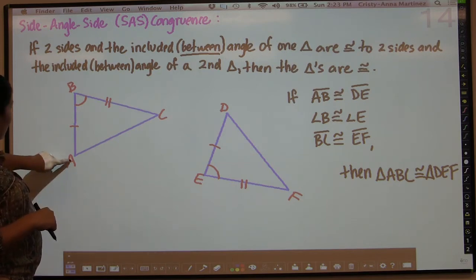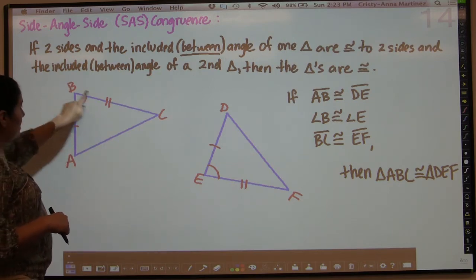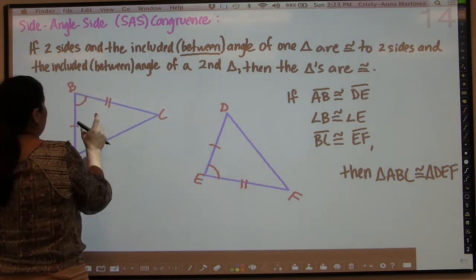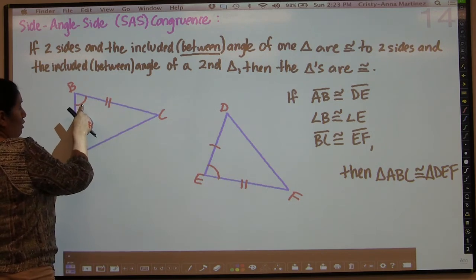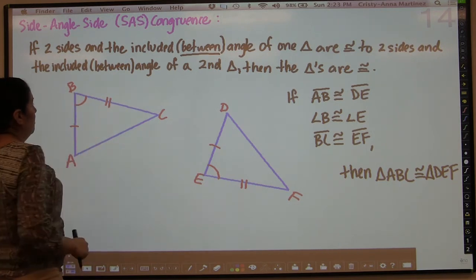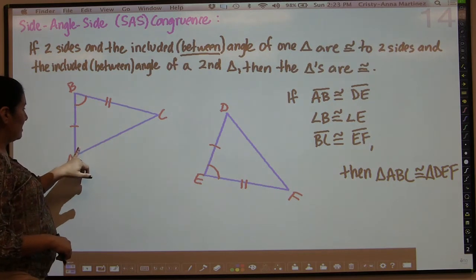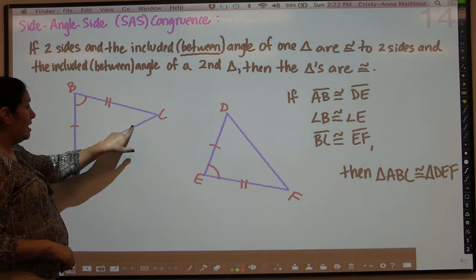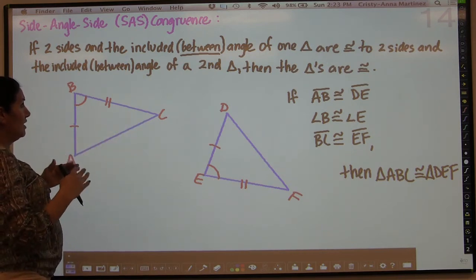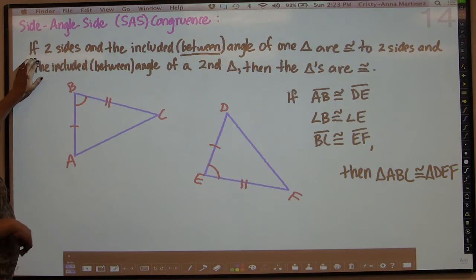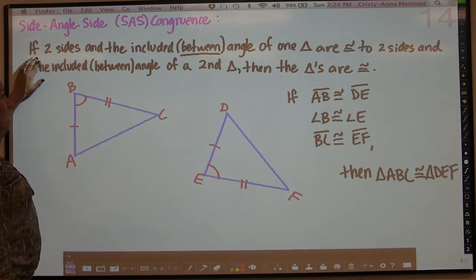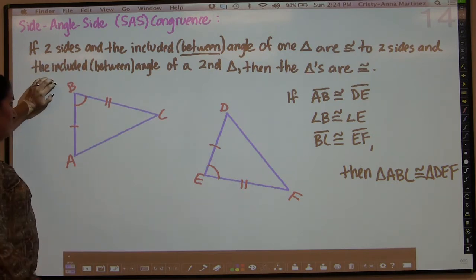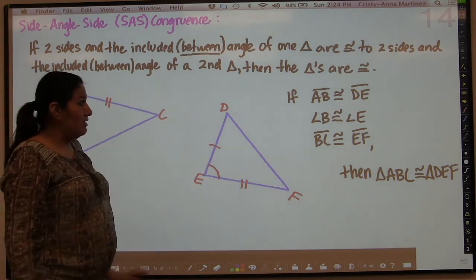So for example, we have AB marked congruent, and we have BC marked congruent, and when you put those two sides together, they make this angle, and that's the angle that's in between the two sides. There's another angle over here, but this angle is not in between these two sides, and this angle is not in between these two sides. So it has to be the angle that is in between the two congruent sides. If two sides and the included angle of one triangle is congruent to two sides and the included angle of a second triangle, like this one, then the two triangles will be congruent.